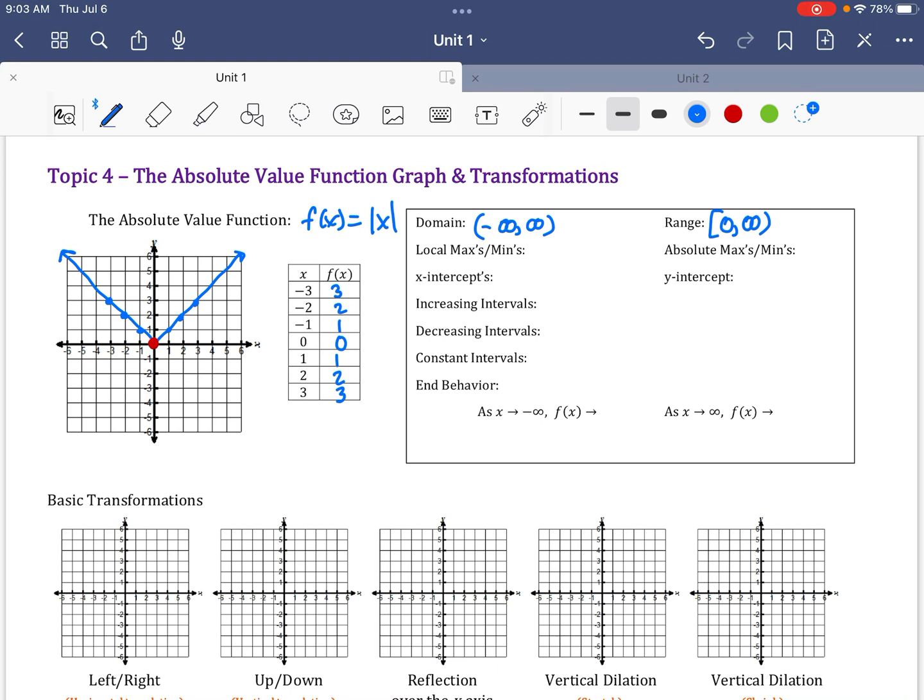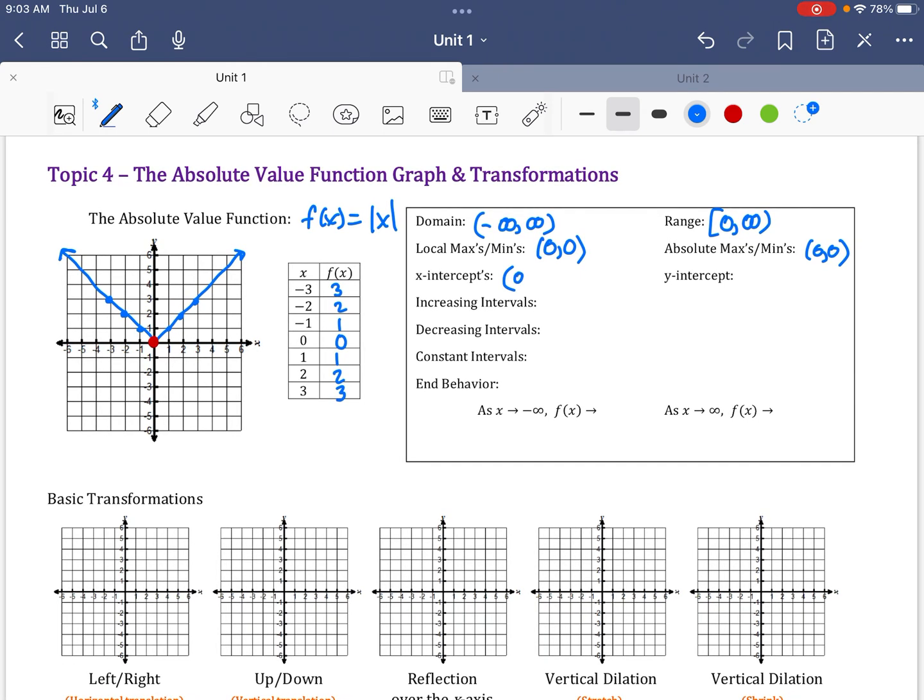It's touching 0. Our local max or mins: that vertex point is going to be a minimum right now. It's actually the absolute minimum because it's absolutely the lowest place on the whole graph, but it's also a local minimum. We don't have a maximum. X-intercepts: 0, 0 is also an x-intercept and a y-intercept. That's the one place that's both, okay?